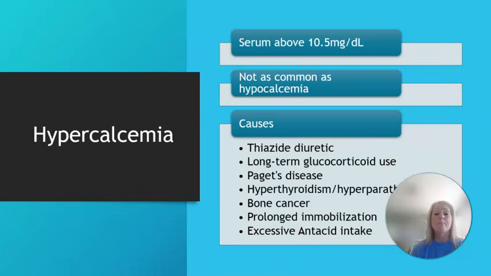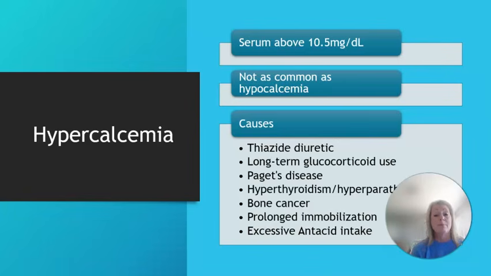Now we're going to talk about hypercalcemia. So this is a calcium level over 10.5. This one is not as common as your hypo, so we're not going to see it as much. But the reasons we can get it are your diuretics, because we're pulling out all those electrolytes, and somebody that has had steroid use over a long period of time, because steroid use we also know causes osteoporosis or osteopenia, which is usually lack of calcium in those bones.